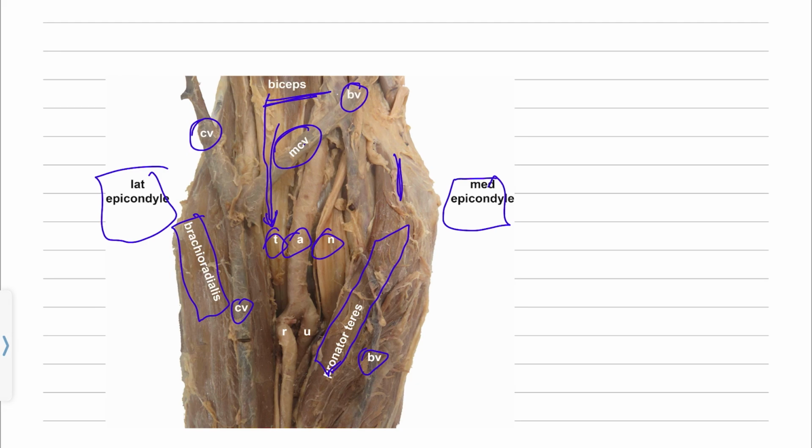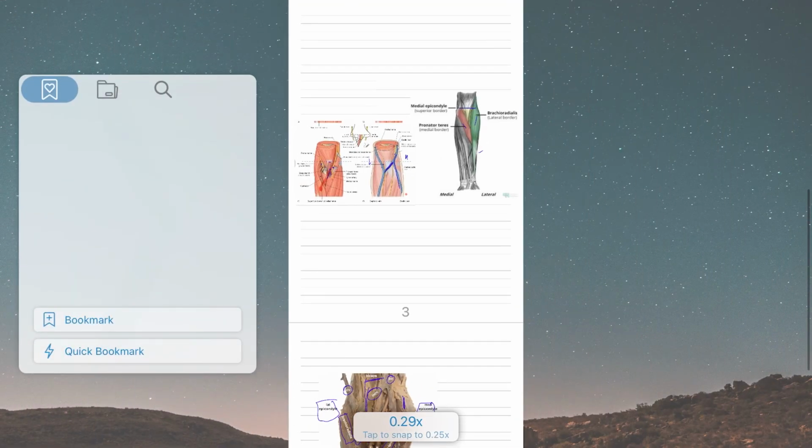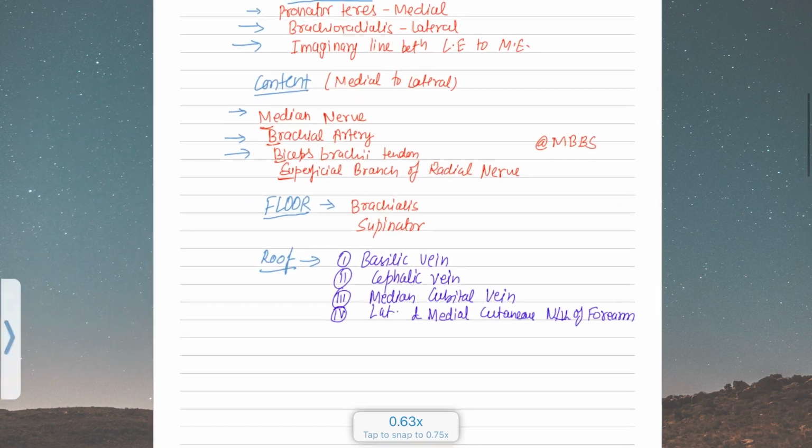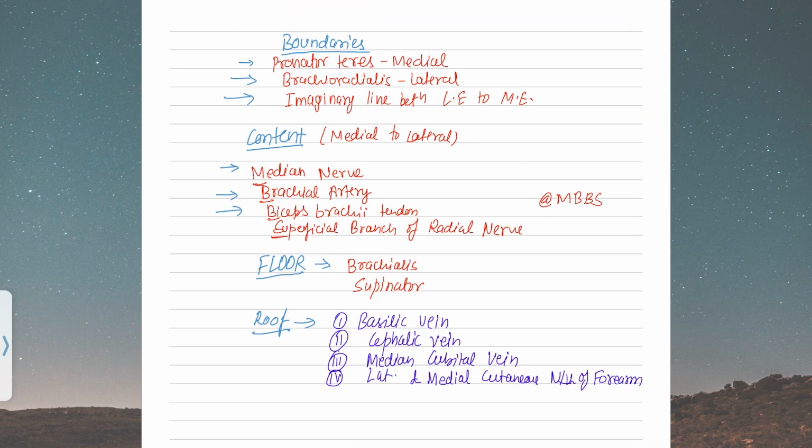I hope it is now clear to you, and you can easily identify all the important boundaries, contents, floor and roof of your cubital fossa. I hope it is very clear to you now, and that would be all from my side for today.